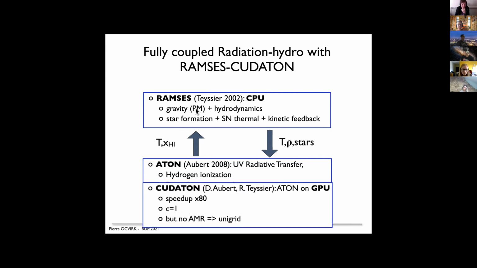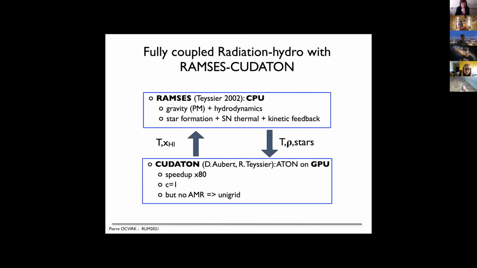So you may know that in this case, you spend a lot of time actually doing the radiative transfer because of the very strong Courant condition imposed by the very large speed of light. So here, what we're using is an optimization which allows Atom to run on the GPUs, which yields a very large speedup, and allows us to use the real speed of light.